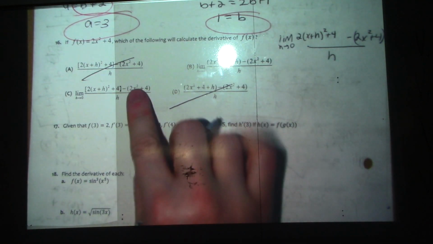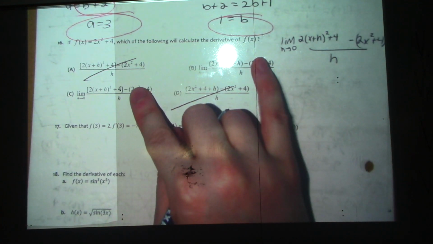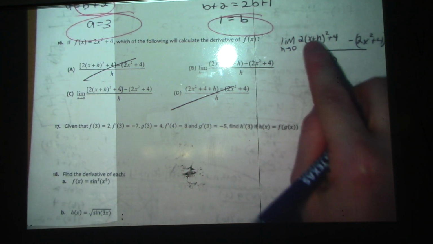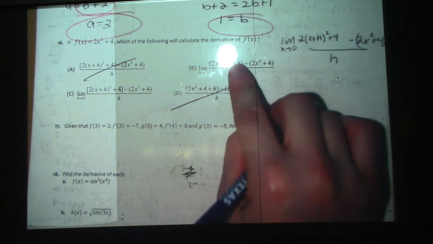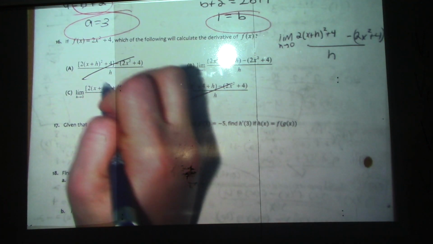These two don't have the limit, so I can cross those off. Both of them have minus f of x, so now it's just, did I replace the x with x plus h? Here it's replaced. Here I have x squared and then a plus h at the end. No, I need to replace the x with x plus h, so C is the correct one.